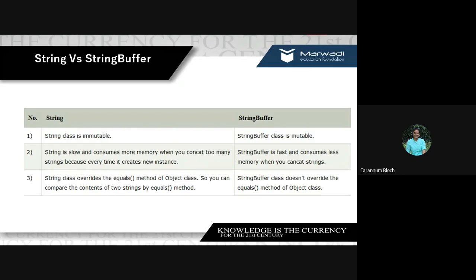So what is the difference? We said String is immutable, whereas StringBuffer is mutable, right? And we say String is slow and consumes more memory, whereas StringBuffer is fast and consumes less memory. And apart from that, we said String class overrides the equals method of Object class. So you can compare the contents of two strings by the equals method, whereas StringBuffer does not override the equals method. So this was the difference between String and StringBuffer.